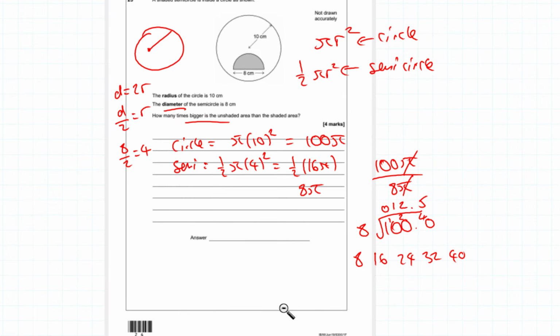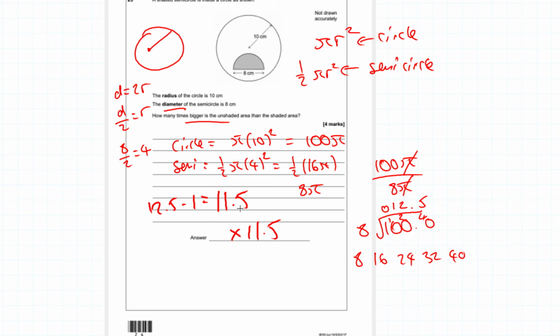So how many times bigger is this one going to be? The answer here, you need to be careful. So this is 12.5. So the answer here is going to be 12.5 minus 1 to find out how many times bigger it is, because it's already got 1 times here. So it's going to be 11.5. So just make sure that you reduce it by 1 to get your answer here. So it's 11.5 times bigger. It's not 12.5 times bigger, it's 11.5 times bigger.